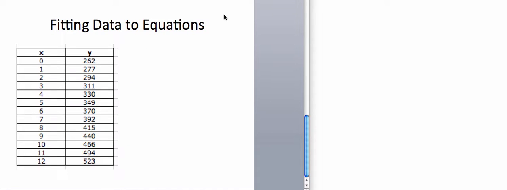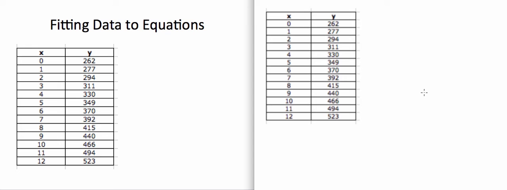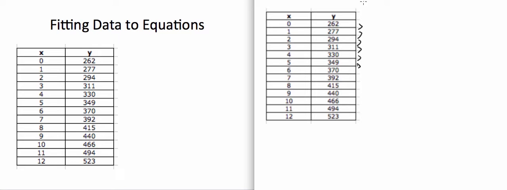Okay, so here's what we've got. We have this table set up here on our screen, and what we have to do is find the ratios that multiply each one to the next. So we're going to take 277 and divide it by 262. We usually try to go quite a few decimal places out for better accuracy, as we've talked about in class before.